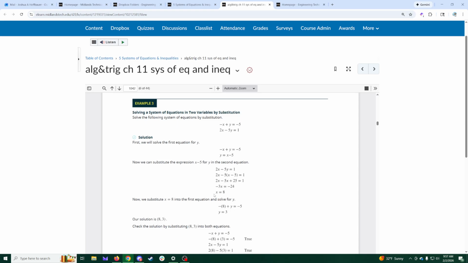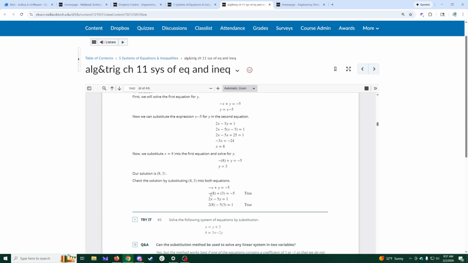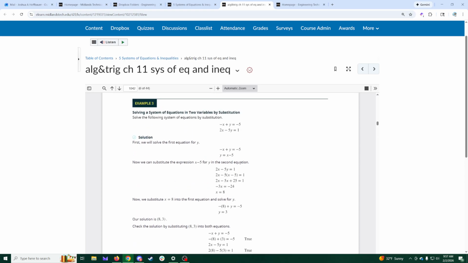So we found x equals 8, y equals 3. Therefore, the solution to this system of equations is the coordinate 8, 3. And you can check your work by graphing them to make sure that that is the spot where they cross. You can check your work by plugging 8 and 3 in for x and y in both equations and make sure that you get true responses. So that is solving by substitution.